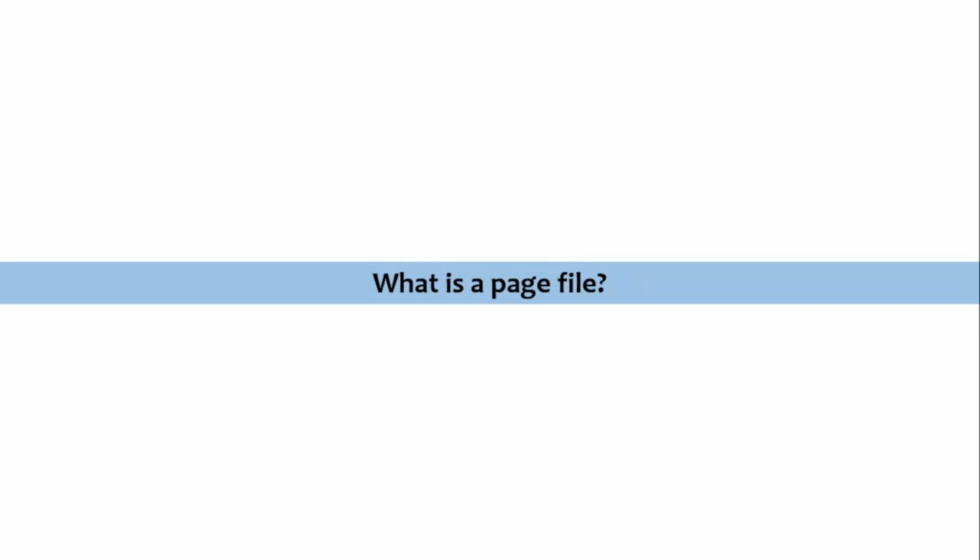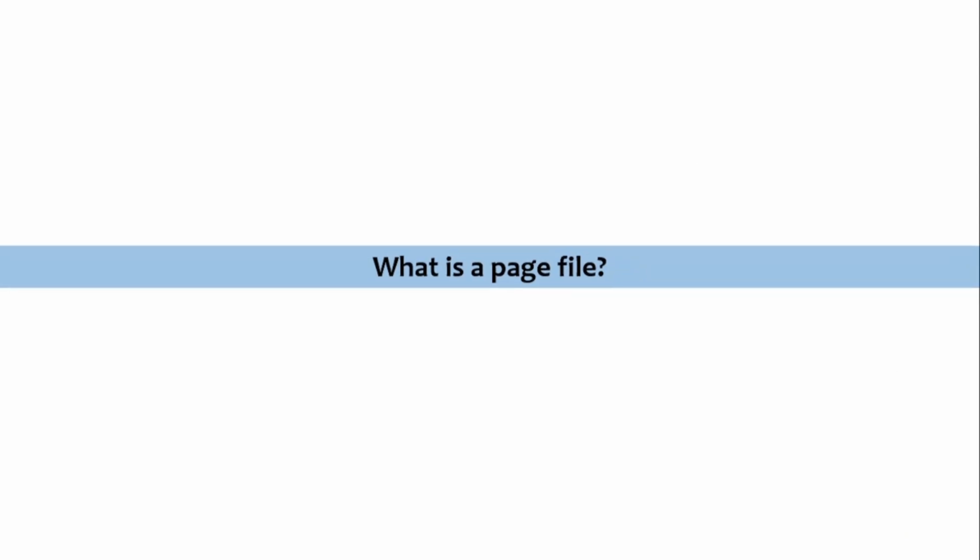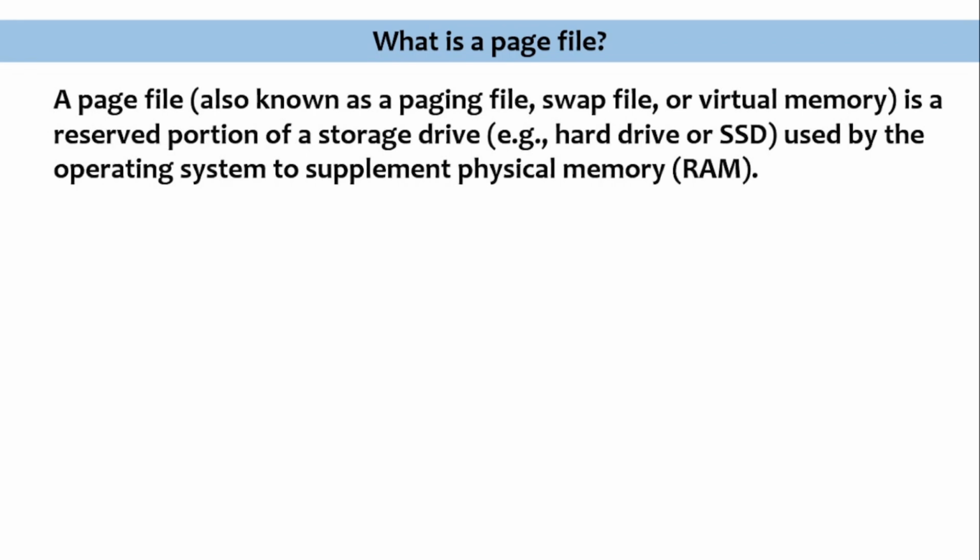So what is a page file? A page file, also known as a paging file, swap file, or virtual memory, is a reserved portion of the storage drive. It can be a hard drive or solid state disk, used by the operating system to supplement physical memory, that is RAM.